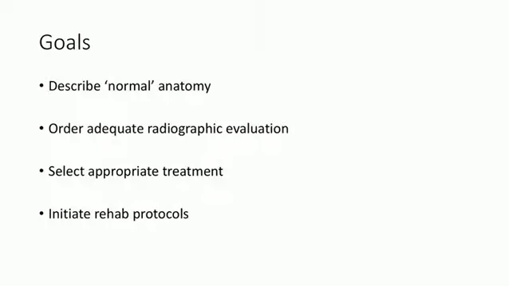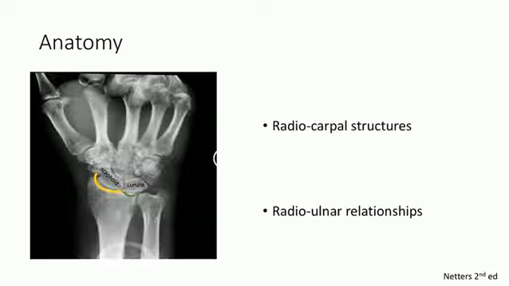They're not that bad. The goals for this lecture: by the time I'm done, I'd like for you to be able to describe the normal anatomy, know what are the appropriate radiographs to order, select the appropriate treatment modality, the road you're going to walk down with the patient, and initiate rehab protocols for these patients with distal radius and forearm fractures. The anatomy, I think, is really important here, and so we're going to take a moment and spend a good bit of time.